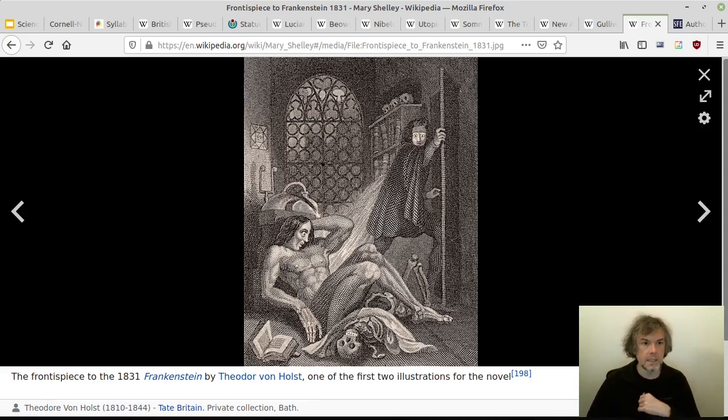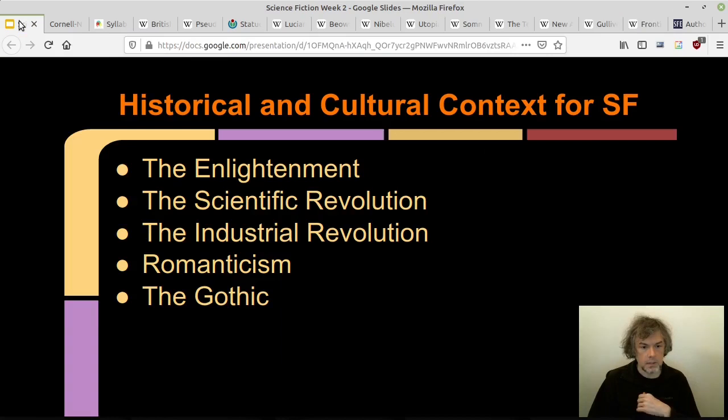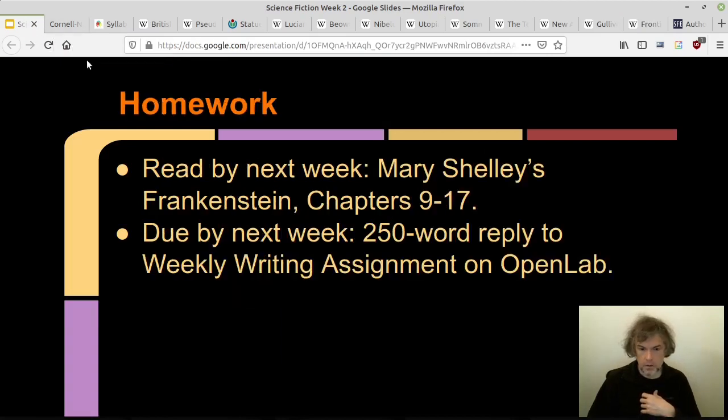So the idea now is to keep up with the syllabus. If you want to read ahead, you're welcome to do so. If you're still catching up, that's always fine. But you do want to try to bracket out time that you may need to get caught up in the reading, and of course, making notes of your reading while you're doing that. So by next week, I've asked you to read chapters 9 through 17 of Mary Shelley's Frankenstein. And also due by next week will be a new 250-word weekly writing assignment.